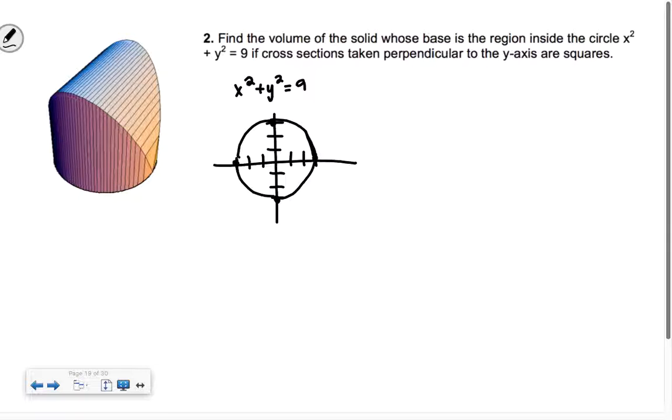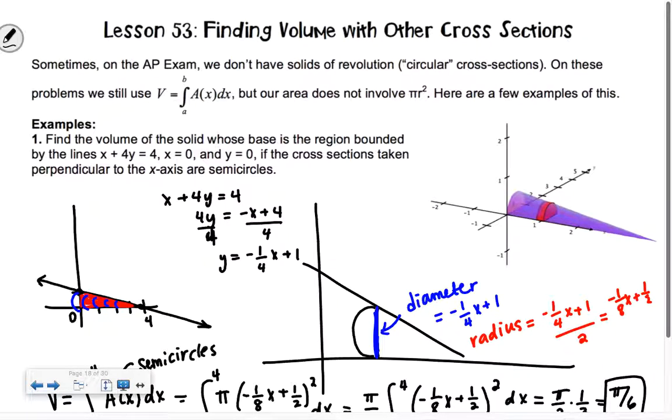And we're taking cross sections perpendicular to the y-axis now. So previously when we were doing perpendicular to the x-axis, imagine your hand as like a big old knife. We're chopping, chopping, chopping. We're making these cross sections. And when we chop, what's changing as we move our hand from the left to the right is the x value, right? Does that make sense? See how your x value changes as you chop?